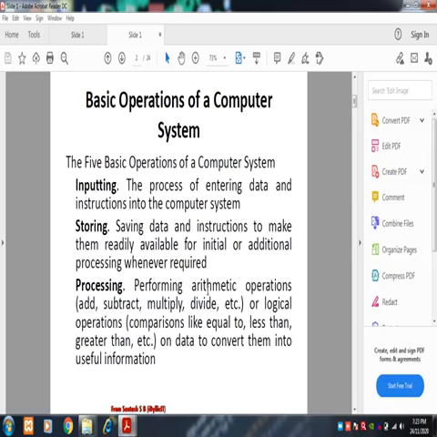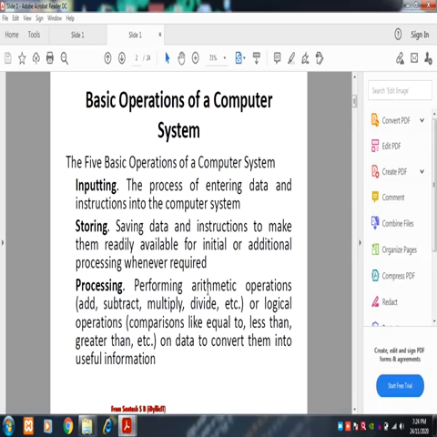So it's nothing but what? Some data is there, and that data has some instructions that can be readily available for the initial or for future use. For that purpose we store them in some area. Okay, so that is nothing but what?